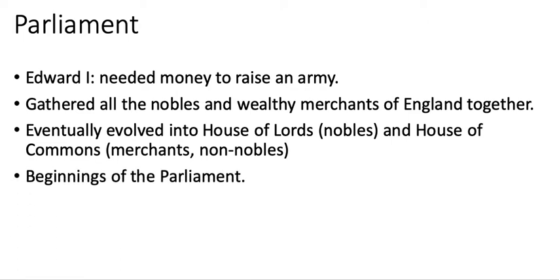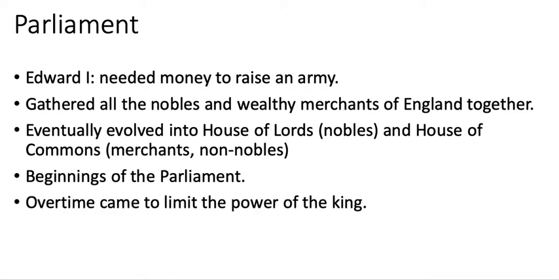And this is the beginnings of the parliament system that still exists in England today. And over time, this parliament, originally it was called by King Edward I, so it's called by the monarchs, and the monarchs have a lot of power over it. But over time, they actually come to limit the power of the king, because they have something called the power of the purse, right? And this is really powerful. Whoever has the ability to dish out money, right, is the one who's going to have the power.